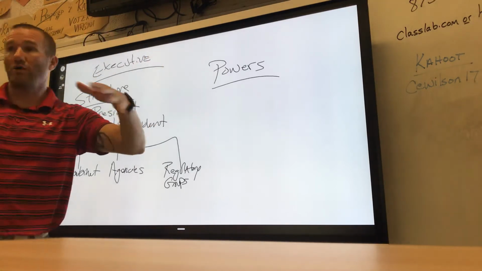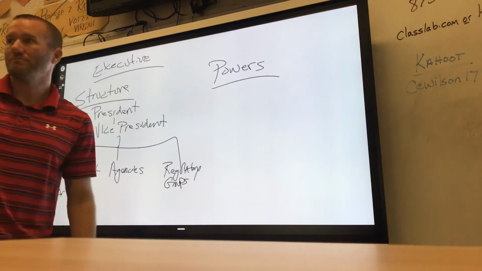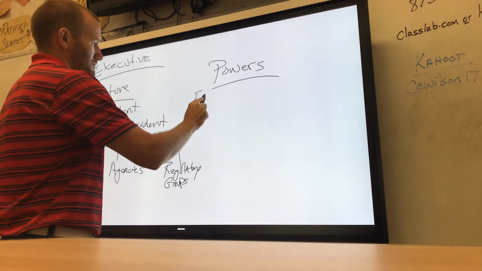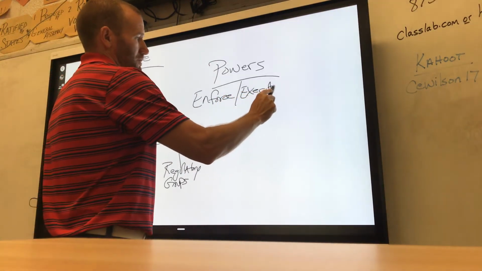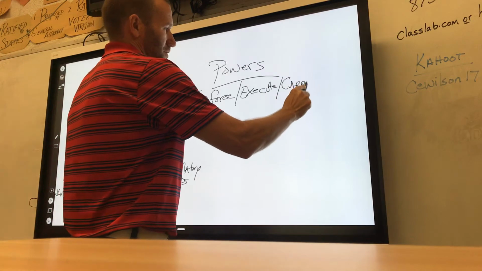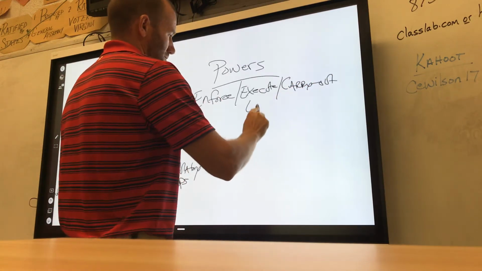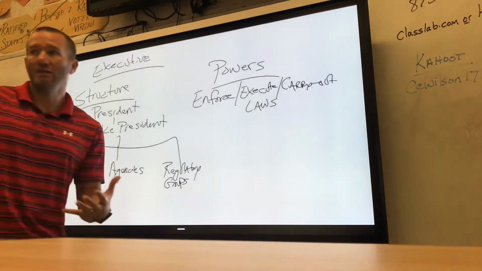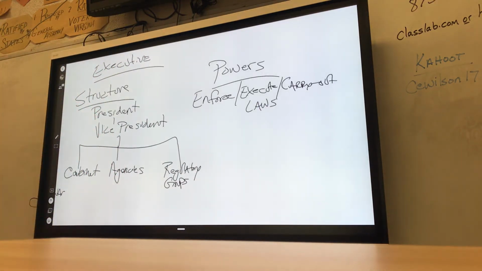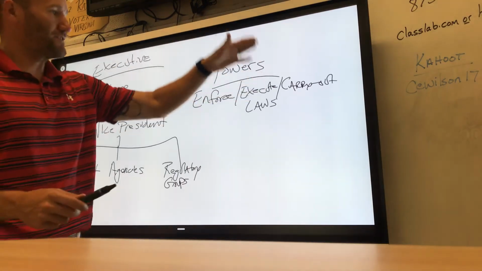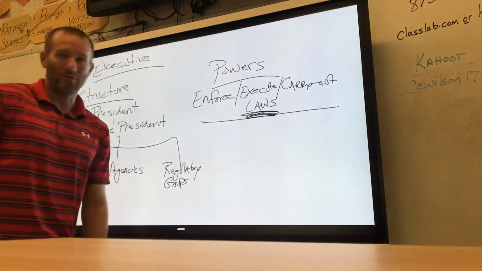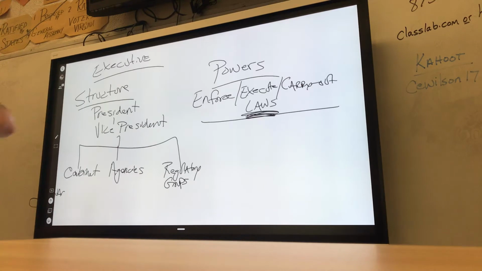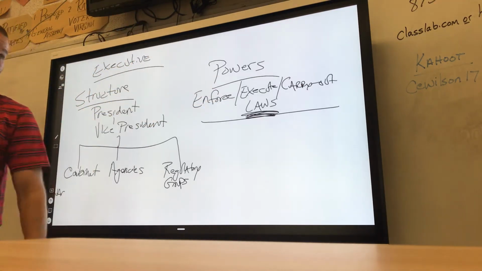Powers of the executive branch. What's the main power? Enforce laws. You can also say execute or carry out the laws. That's the main job of the executive branch. Now, I think you got a couple of them there according to your study guide as well. But enforce, execute, carry out the law. Every branch has a main job in relation to the laws. Legislative makes the law, executive enforces, executes, or carries it out.